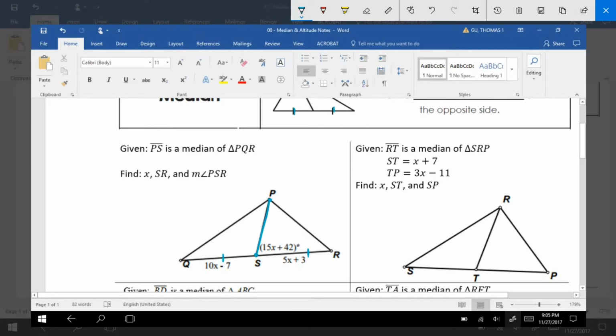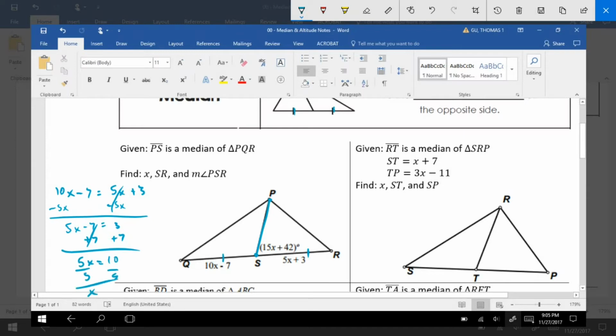All right, if these two sides are congruent to each other, what equation could I set up to solve for x? I could go 10x minus 7 equals 5x plus 3. Now, to solve for x, I'm going to subtract 5x from both sides. That leaves me with 5x minus 7 equals 3. I'm going to add 7 to both sides. 5x equals 10. I divide by 5 on both sides, and x equals 2. That's right. You got it.